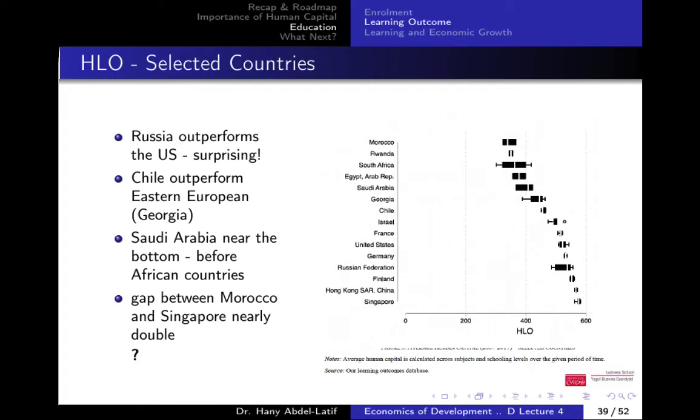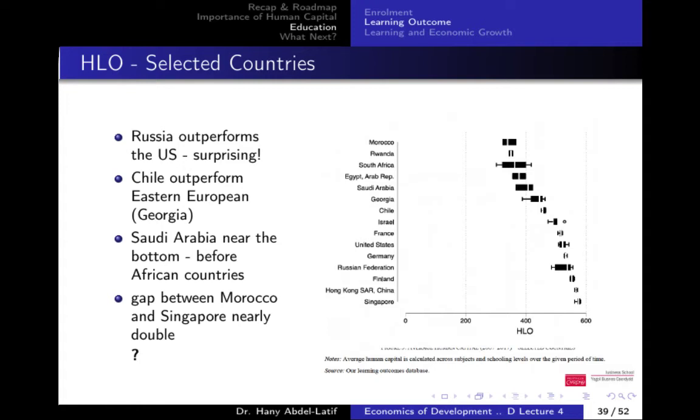Also, you see that Chile, for example, a Latin American country, comes before some Eastern European countries like Georgia. And a country like Saudi Arabia, where they have resources, they have the oil, is still near the bottom. So here's Saudi Arabia, just very close to African countries in terms of learning. Again, remember, we're not looking at enrollment, we're looking at learning. So it's very, very surprising.